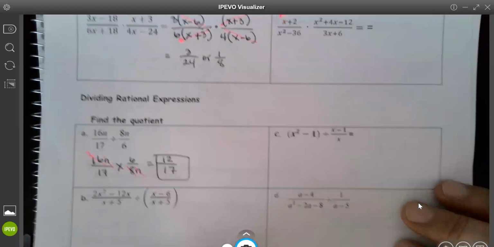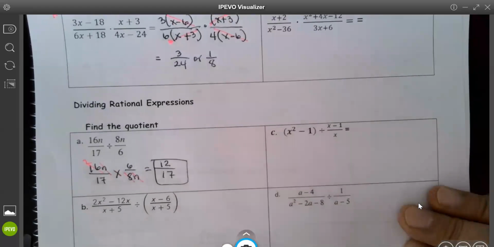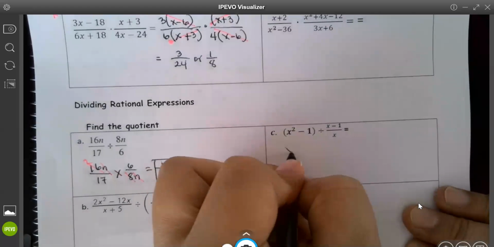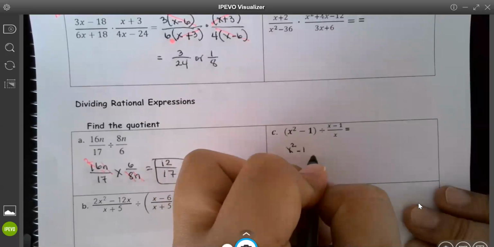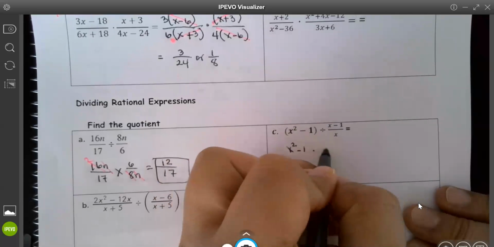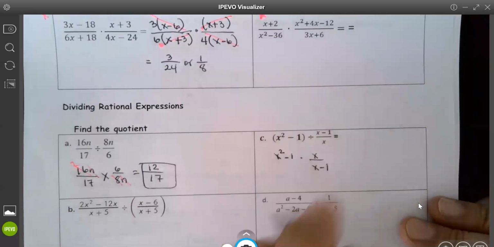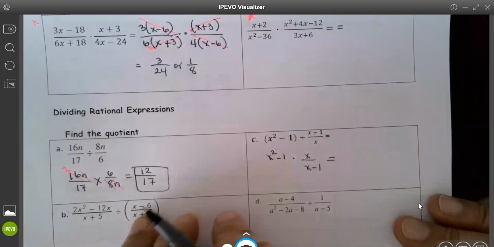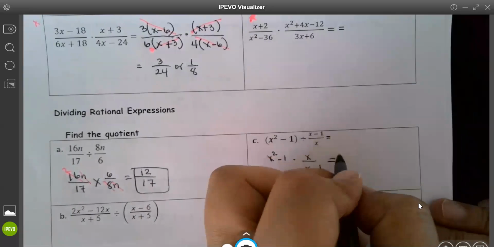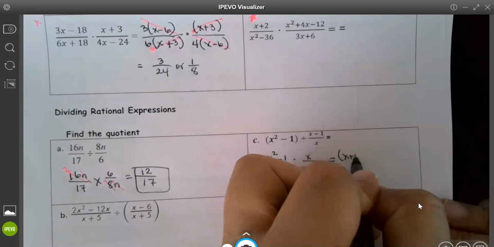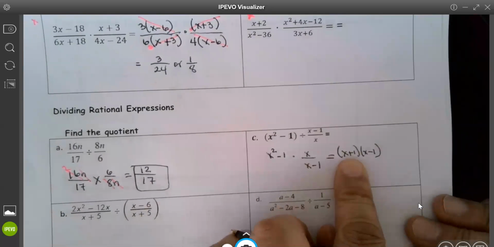Okay, let's try to do this. This one is x squared minus 1, times, get the reciprocal of this, x over x minus 1. So this will be equal to x squared minus 1. This is a difference of 2 terms, so you can factor it as x plus 1 and x minus 1. Remember this, sum and difference.